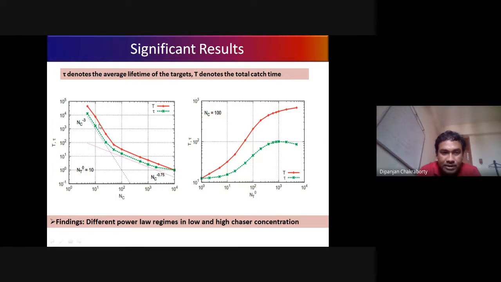So if we calculate the total catch time and the average lifetime of all the targets as a function of number of chasers, as we vary the number of chasers, we will get two power law regimes. Here at the lower chaser concentration, this total catch time varies as something constant times nc to the power minus 3. So the exponent is 3 here, and there is a crossover when the number of chasers is 5 times the number of targets.